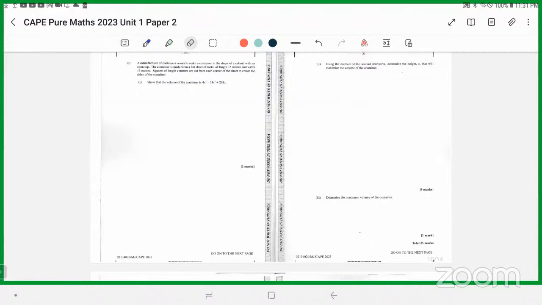Do not come out of the exam room and leave a question in there that you would have been able to do. That doesn't make any sense. All the questions on the paper that you know how to do, you must do them. That is it. All right.